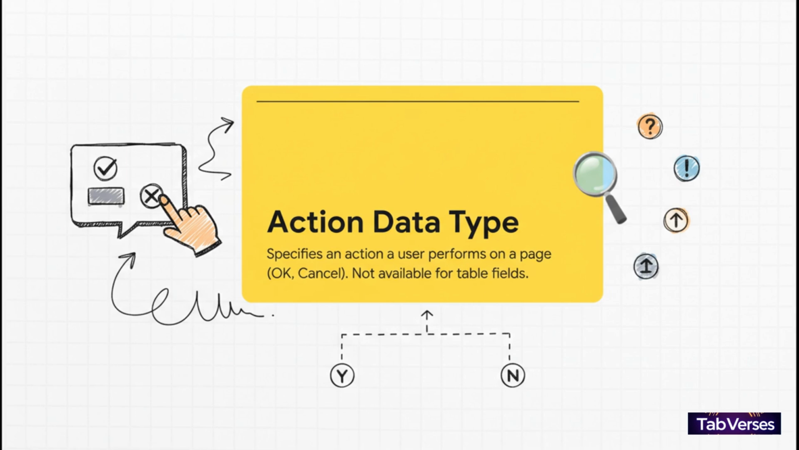So when you pop up a dialog box that asks, "Hey, are you sure you want to post this?" the user clicks on yes or no. That choice gets returned as an action.